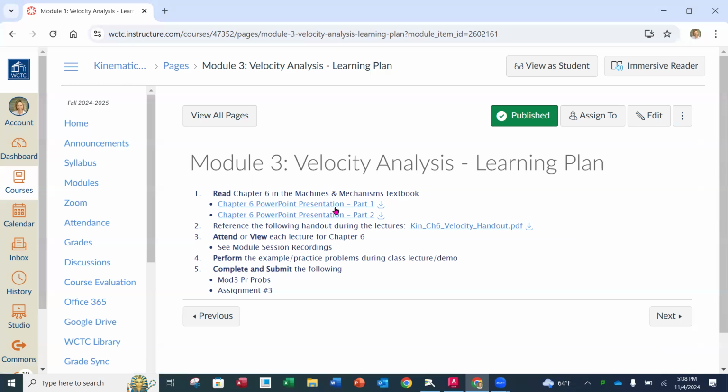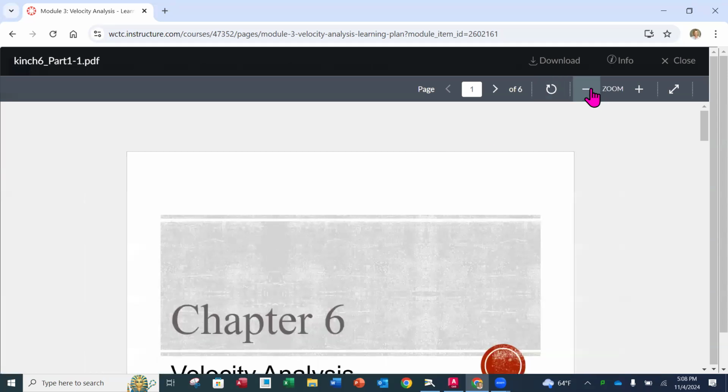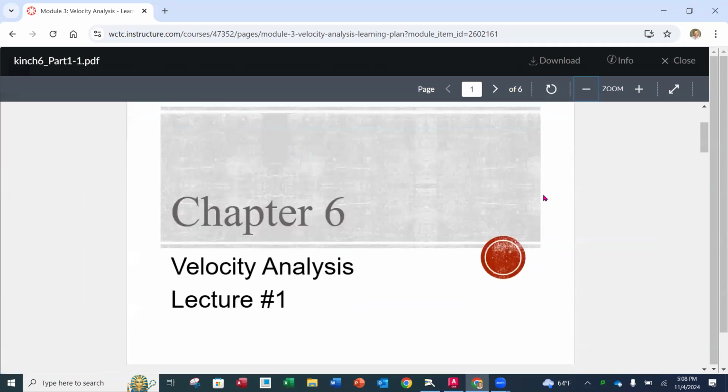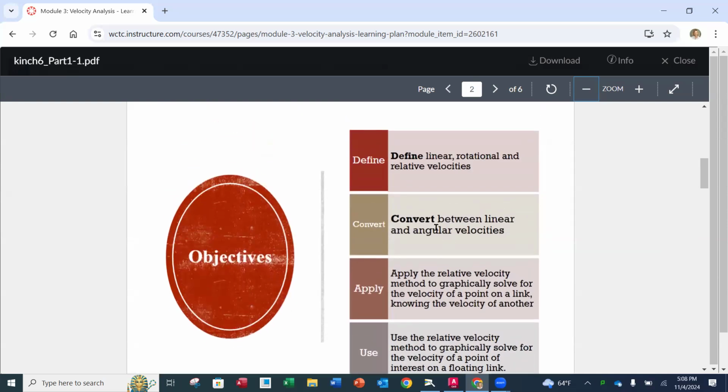So what we're going to do is get started by looking at our PowerPoint part 1. I'm going to zoom out here just a little bit. And this is going to coincide with chapter 6 in your kinematics textbook. So first part of the lecture here. Our objectives in chapter 6 are, first of all, defining linear, rotational, and relative velocities.